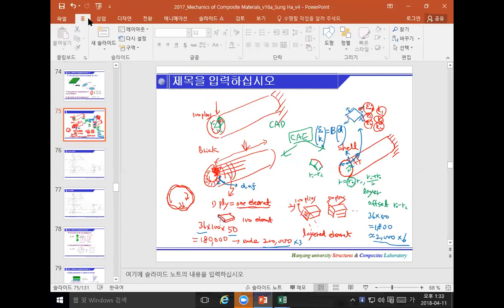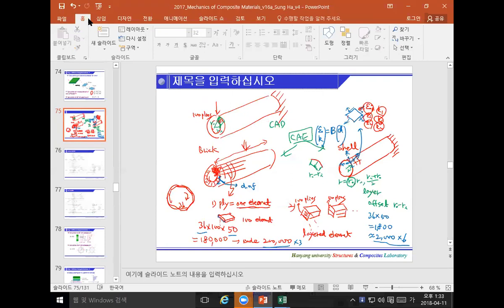Now you have what to do. So I highly recommend you to use CAE tools. If you don't have any account, let me know. I can show you how to access our workstation servers and use NCC and Abaqus.